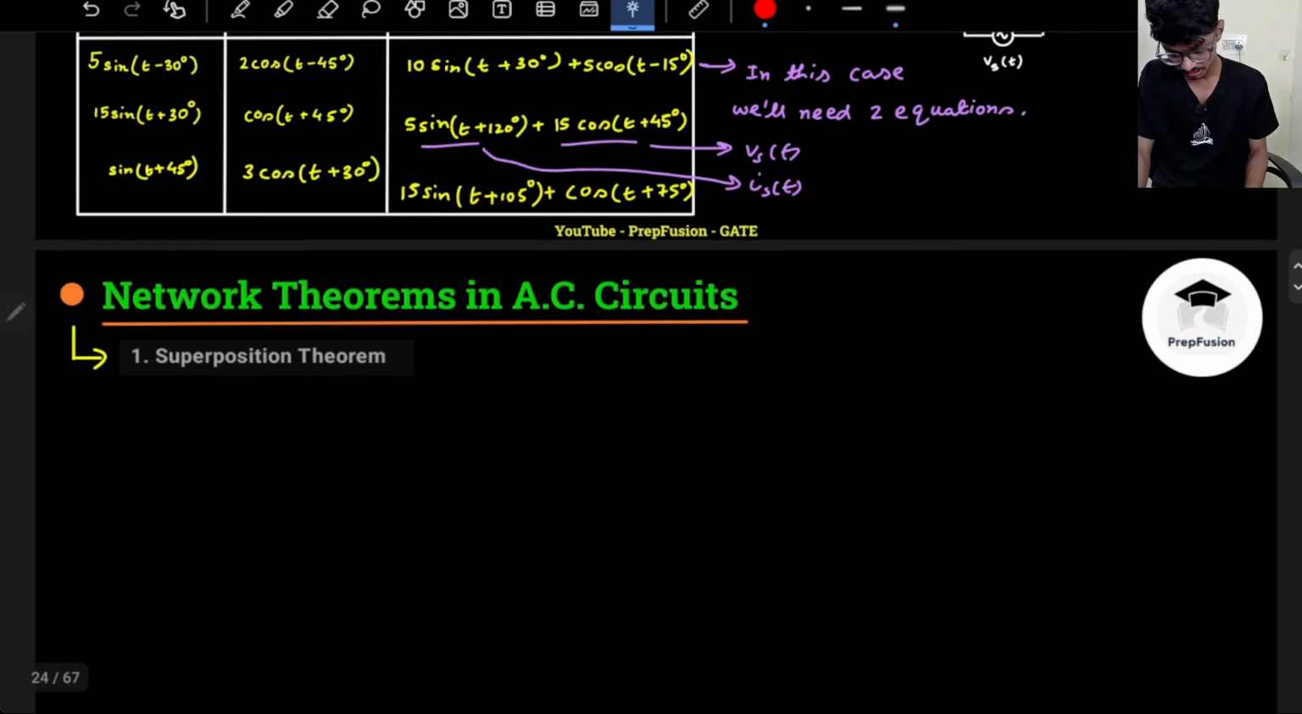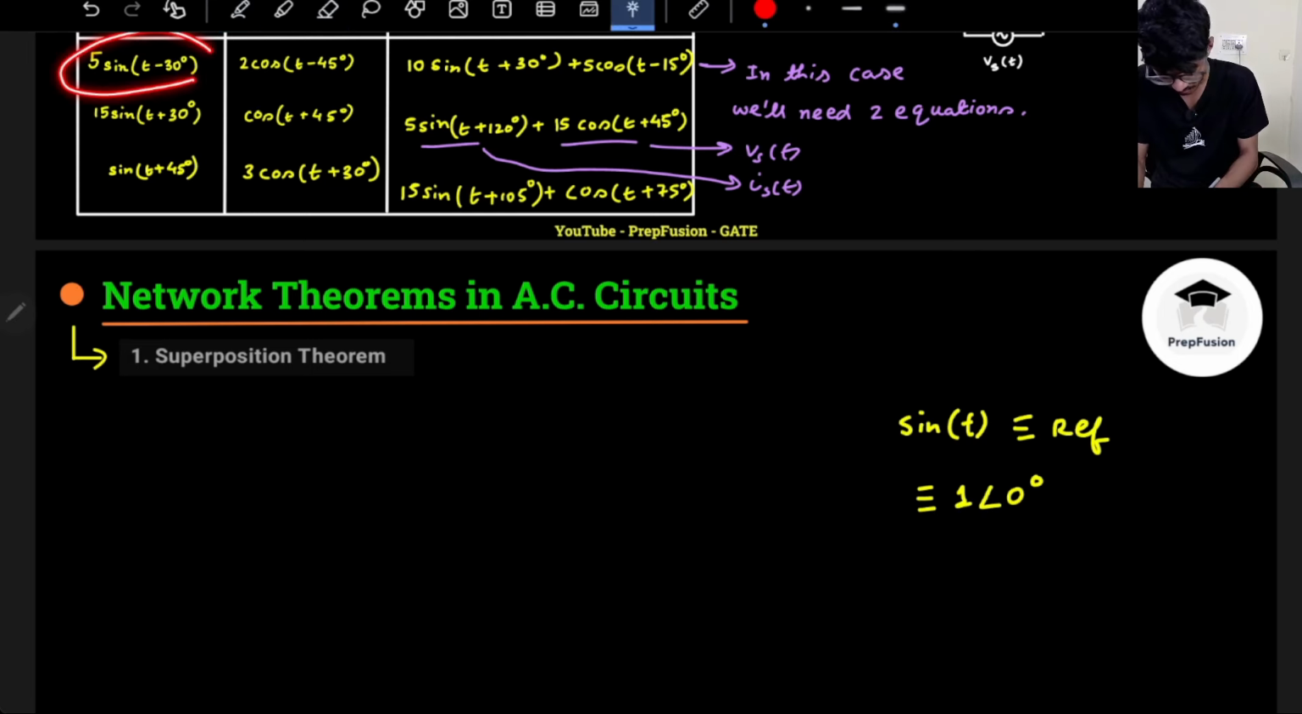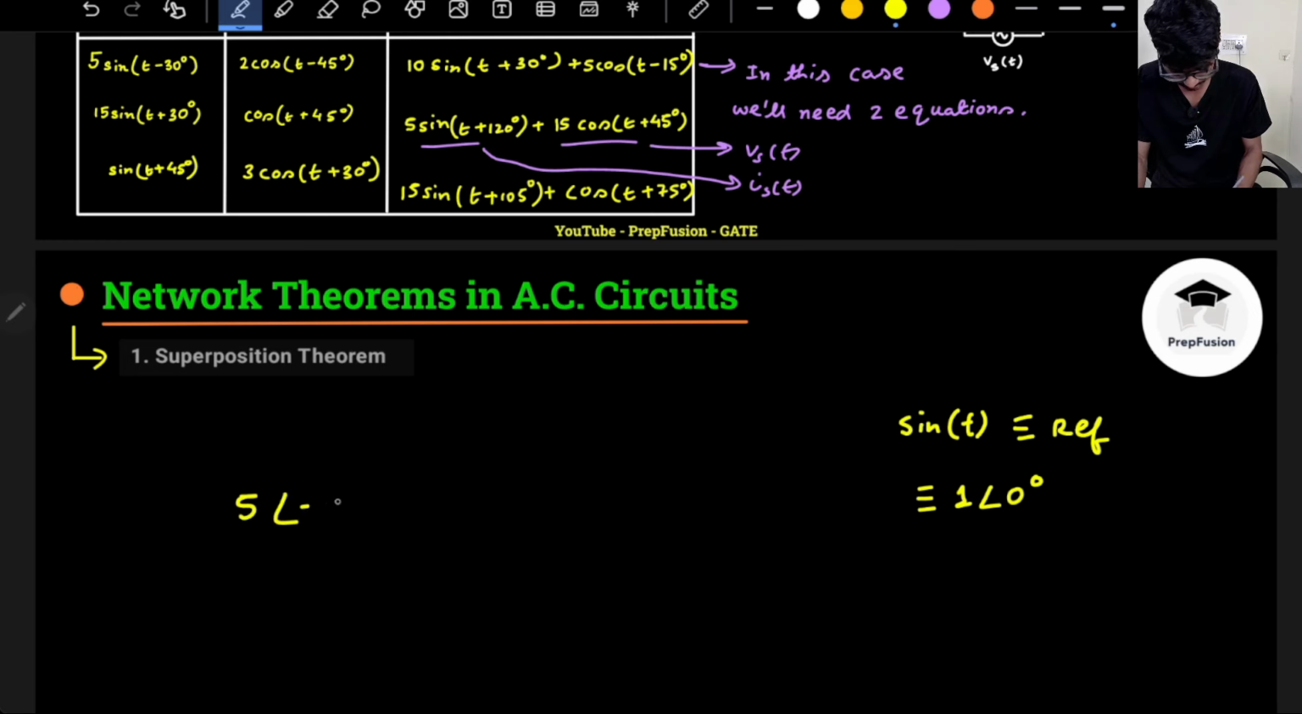So if I use phasors, let me assume that sine of t is the reference. Okay, this is the reference. So sine of t equals 1 angle 0. Sine of t is 1 angle 0. So what is the phasor of this? This will be 5 angle minus 30, plus this will be what?